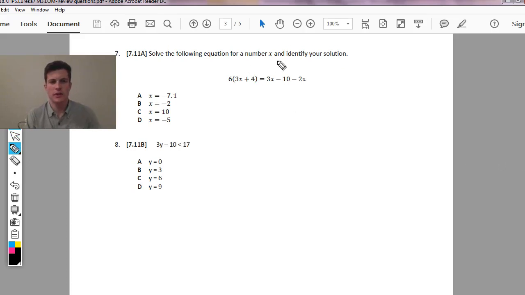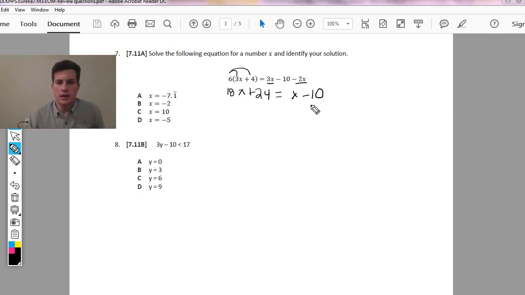Solve the following equation for a number x and identify our solution. Awesome. 6 distributes here, so we have 18x plus 24 equals 3. Actually, let's combine the like terms. 3x minus 2x. So this would give us x, because 3x minus 2x, and then we would still have the minus 10. We can subtract 24 from both sides, so we have minus 34.